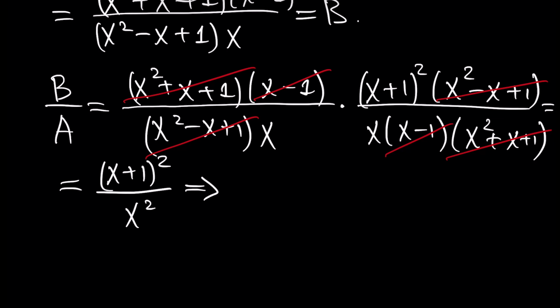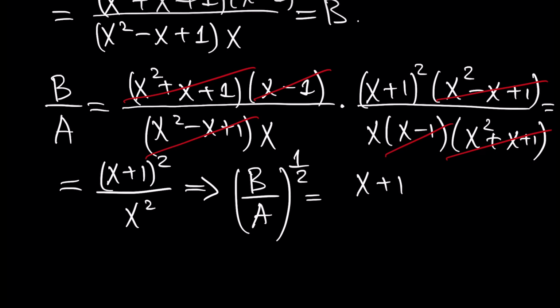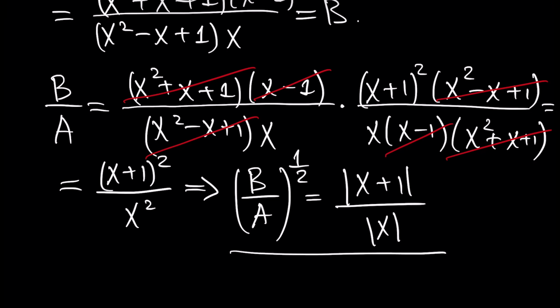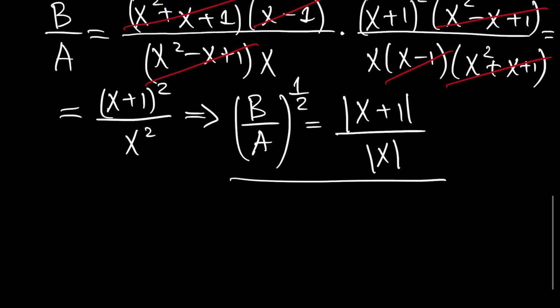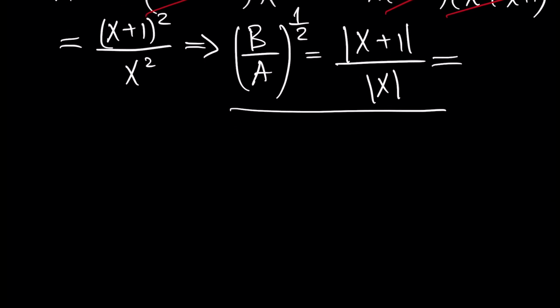It means that (b divided by a) to the power 1/2 will be equal to the absolute value of x + 1 divided by the absolute value of x. We have this. Now, depending on what x is, we will have different answers. Let's write it shortly. It will be equal to, and we will have cases.